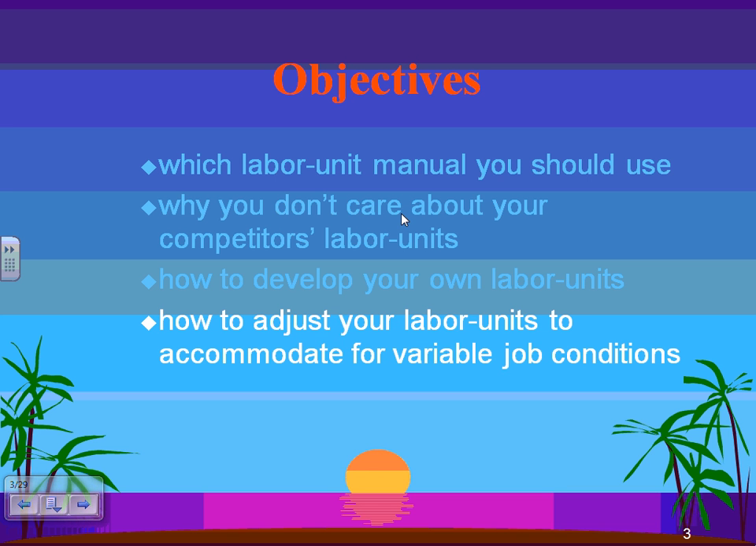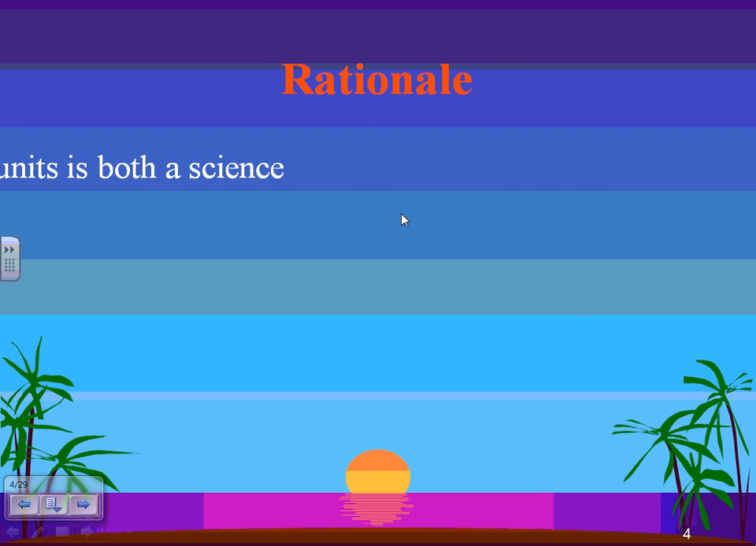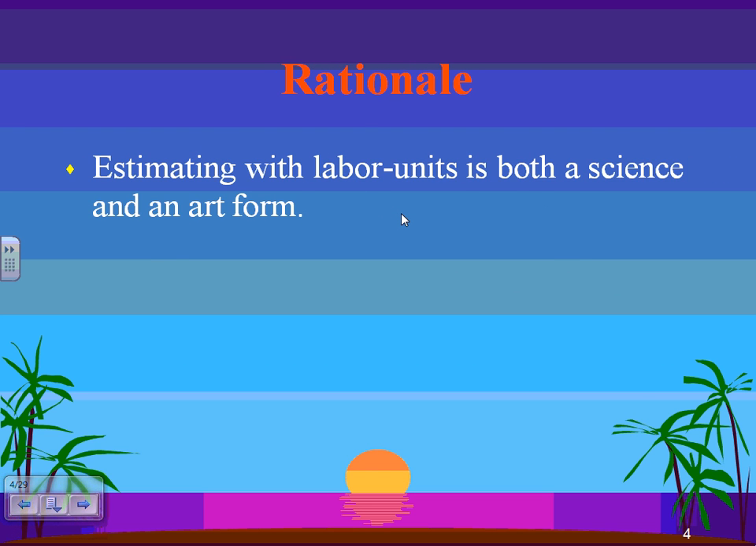How to adjust labor units to accommodate variable conditions. If you have half an hour to install these fixtures, how do you adjust it if this was a hazardous Class 1 Div 1 location? So a couple of things to answer. These are a few things, guys, that we need to do.